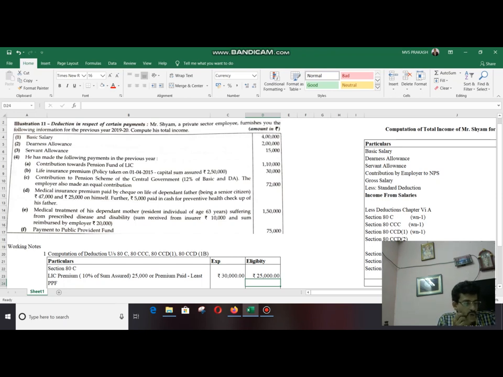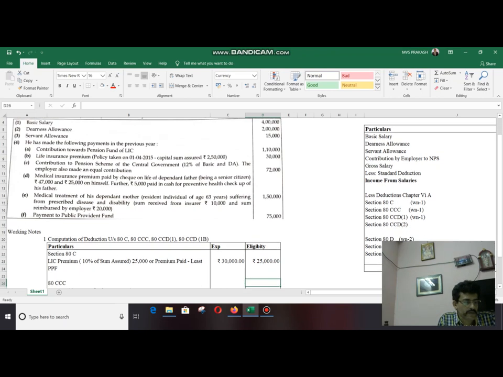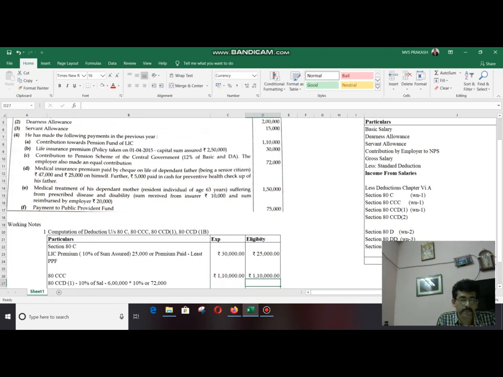Then he is also telling you about contribution to pension fund of LIC. What is pension fund of LIC? Ultimately, pension fund of LIC is subject to 80CCC. Amount of expenditure is 1,10,000. Eligibility is also 1,10,000, but subject to 80CCC. That will come to that later.